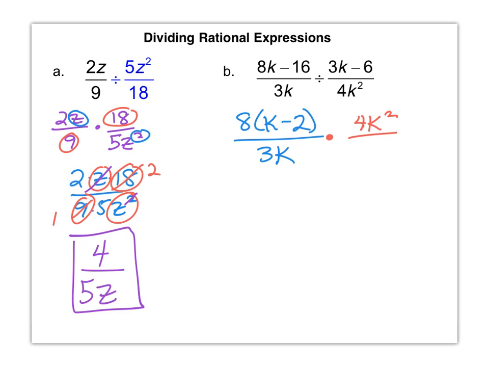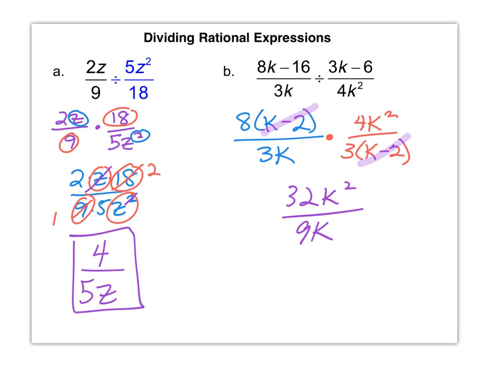The greatest common factor of 3k minus 6 is 3, and when you divide out that 3, you'll get k minus 2. Now notice that we have a common factor of k minus 2 in the numerator and a k minus 2 in the denominator. And let's see what we get when we multiply the numerators together. 8 times 4k squared, we can write that as 32k squared, and 3k times 3 in the denominator is 9k.